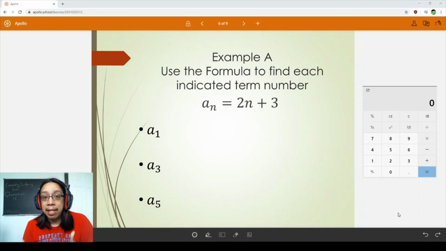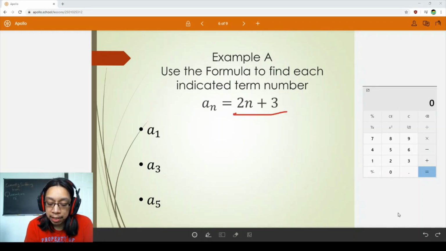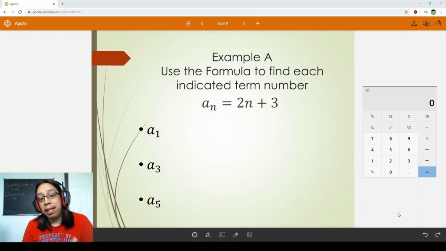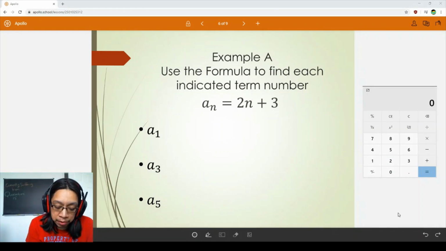So at the end, after you simplify, you're always going to get a nice answer that looks like this, which is good because then the math will be a little bit easier, more simple to work with. So what exactly do they want with this type of example? They're basically asking us to use the formula a sub n equals 2n plus 3 to figure out what numbers are in each one of these spots.